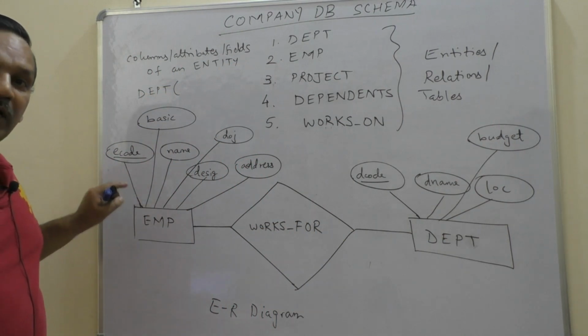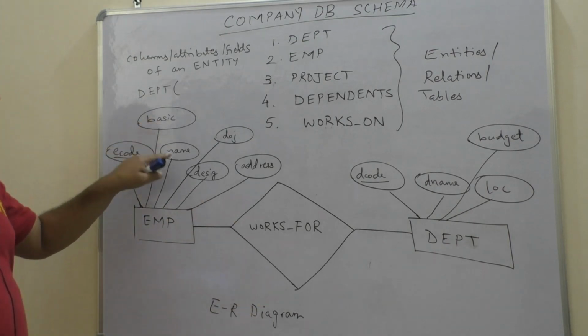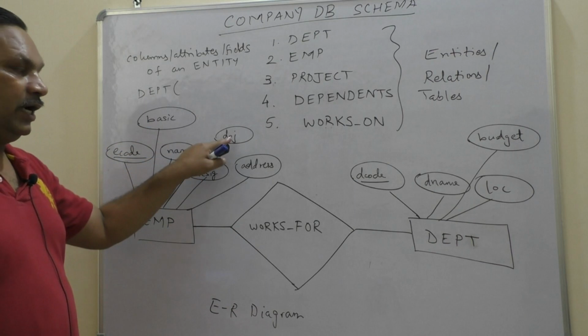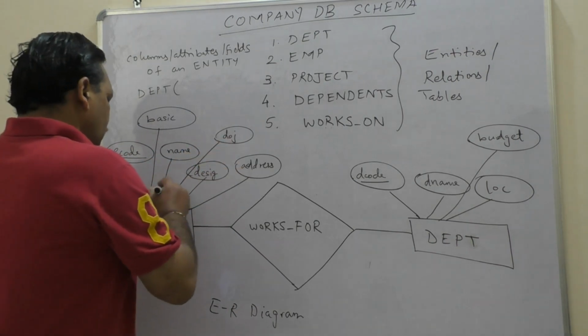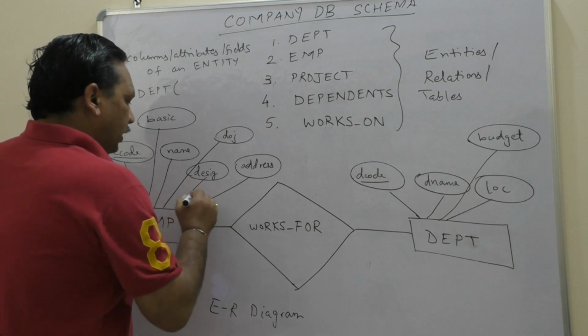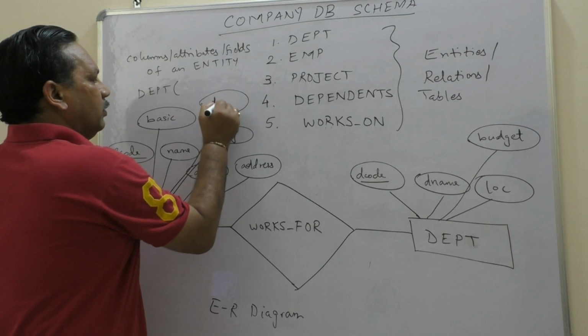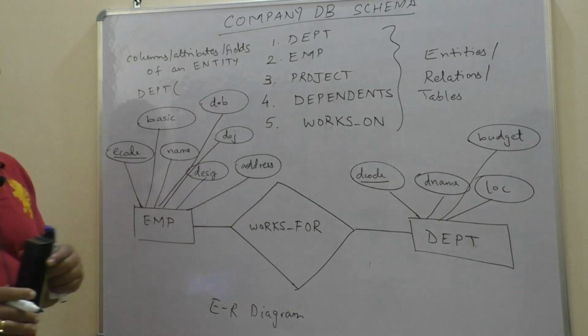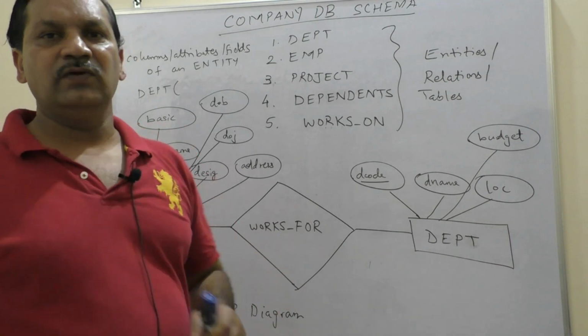No two different employees can have the same employee code. Clear? Basic salary, name of the employee, designation, date of joining, address, and yes, because an employee retires at a certain point of time, there is a date of birth. Now why is this date of birth there? Because in, say, a government company, you are supposed to retire by the age of 65.